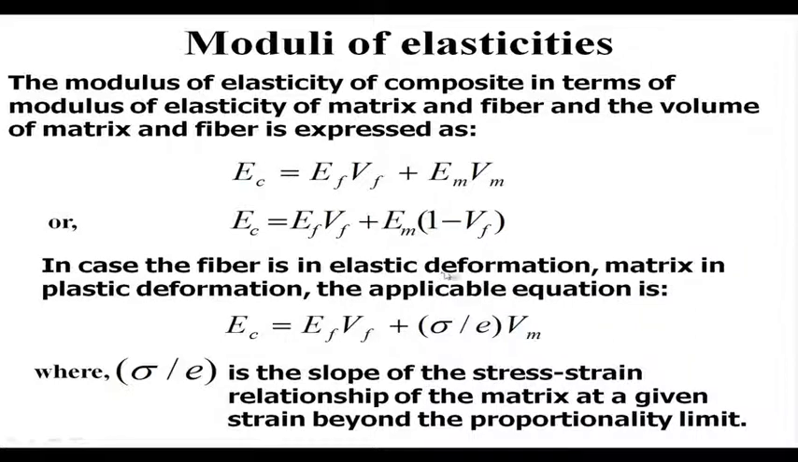Now, in case the fiber is in the elastic region and the matrix is in plastic deformation, the applicable equation would be this, where dσ/dε is the slope of the stress-strain relationship of the matrix at a given strain beyond the proportionality limit. So, these equations are the governing equations by which, if we know the strength of the fiber and the strength of the matrix, we can have a preliminary calculation for a particular composite to be made from such fiber and matrix. So, for selection of a fiber and matrix component, we can utilize these equations for calculation of the properties of the final composite.